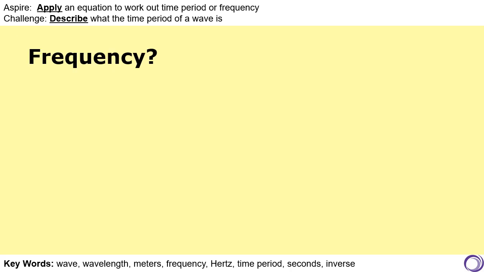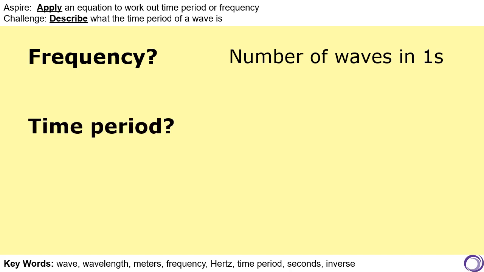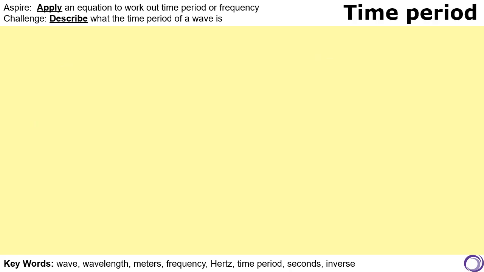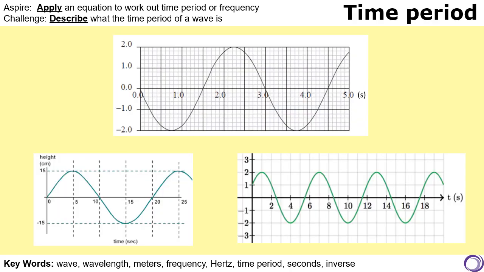So you should now feel a little bit more confident with what frequency of a wave is. Remember that it's the number of waves in 1 second and it's measured in hertz. So we're now going to look at what the time period of a wave is. So to show you what time period is, we're going to look at those same 3 waves again that we have just worked out frequency for.